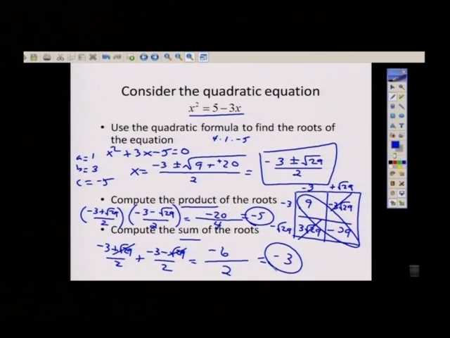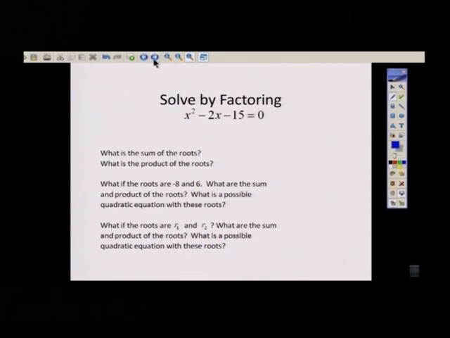I'm going to write it on the next page. We started off with the equation x squared plus 3x minus 5. And the product of the roots ended up being negative 5. And the sum ended up being negative 3. So remember that. So we're going to write that down on the top of the next page also. We started off with x squared plus 3x minus 5 equals 0. And the sum was negative 3. And the product was negative 5. So I'm just going to try to remember that for later on.